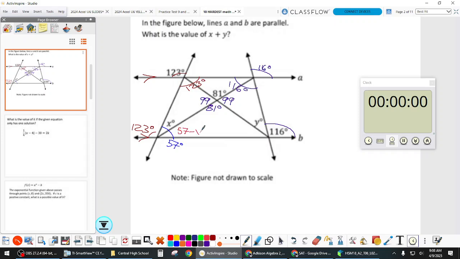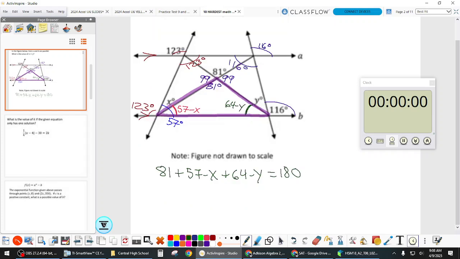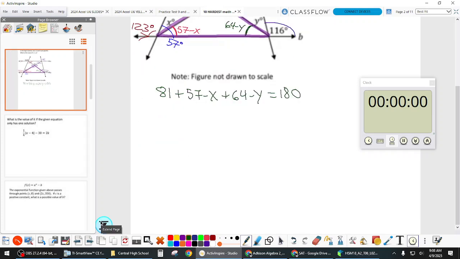Okay, how about that one? And now you're looking here at that triangle. We have 3 angles, or at least 3 expressions in one triangle now. So what can those be added up to? 180. Okay, so we get 81 plus 57 minus x plus 64 minus y equals 180, because they're in that triangle together. Okay, then we clean up terms.